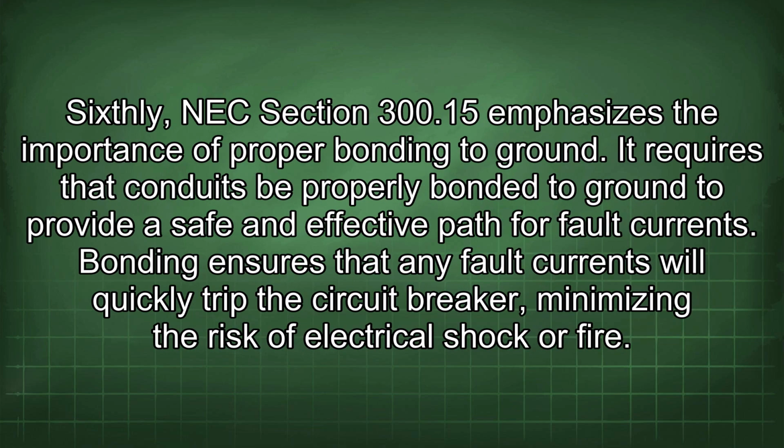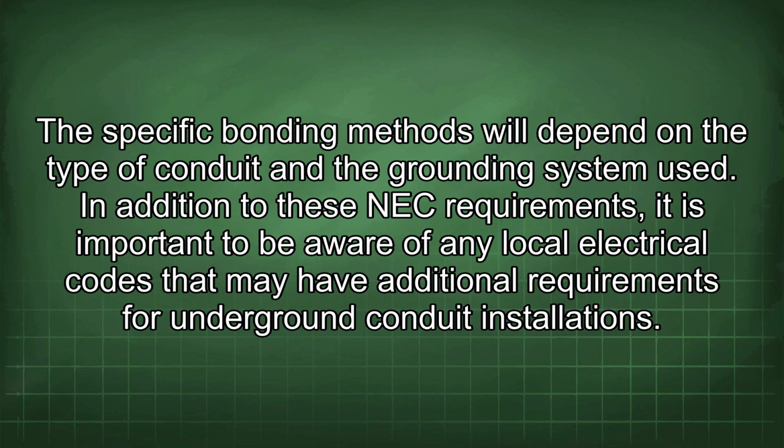Sixthly, NEC Section 300.15 emphasizes the importance of proper bonding to ground. It requires that conduits be properly bonded to ground to provide a safe and effective path for fault currents. Bonding ensures that any fault currents will quickly trip the circuit breaker, minimizing the risk of electrical shock or fire. The specific bonding methods will depend on the type of conduit and the grounding system used.